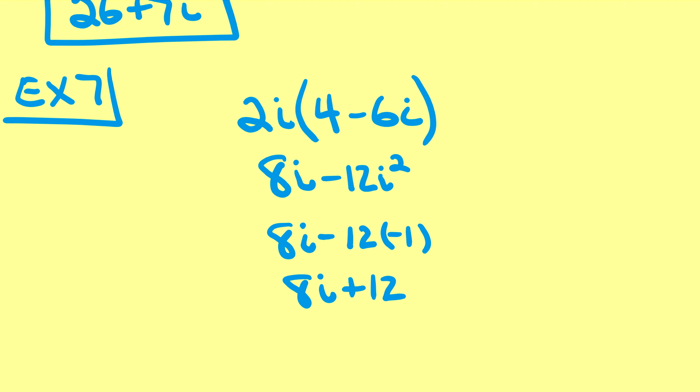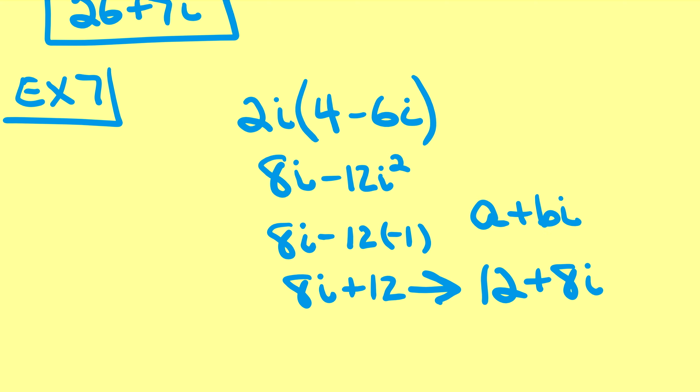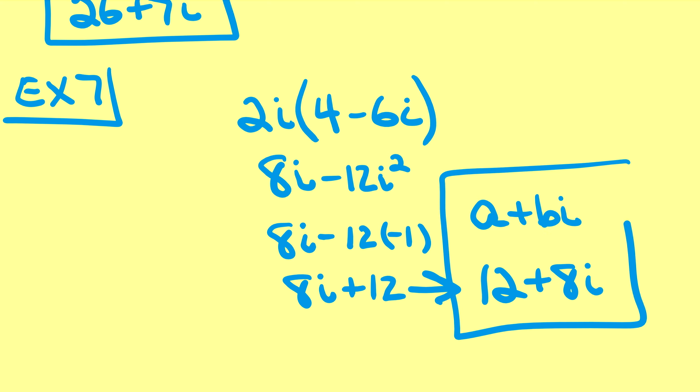Now, written out this way, it's backwards from the complex standard form, so I'm just going to flip them around. So this answer would change to be in the right form by writing it as 12 plus 8i. And remember what that form was. Standard form is a plus bi. And that's a fit, and that works. So that's example 7.